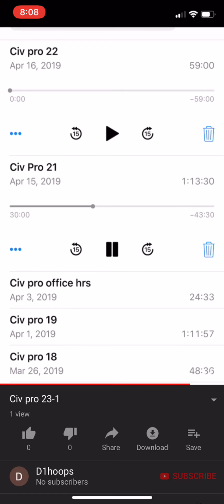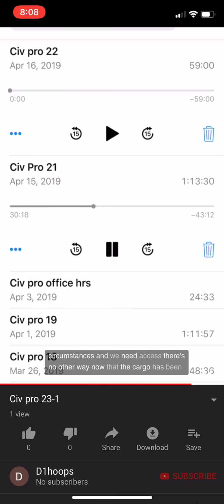Because he's the only one that surveyed the ship and the accident scene. That warrants an exceptional circumstance. Absolutely. So the defendant says, Your Honor, these are exceptional circumstances, and we need access. There's no other way now that the cargo has been damaged. There's no other way for us to get access to the state of the cargo when it arrived there.